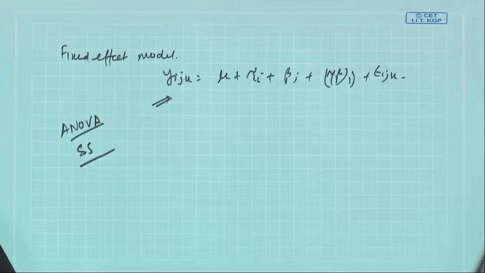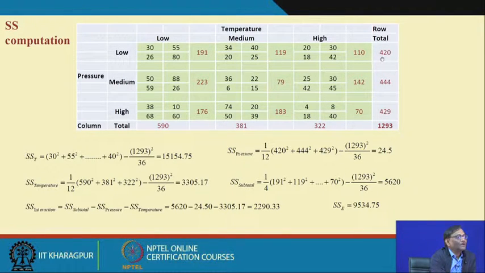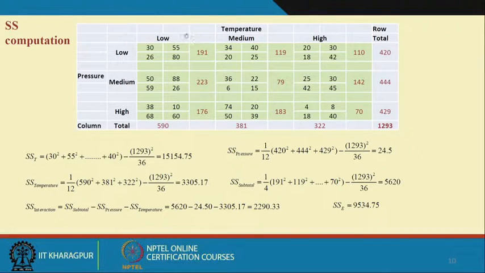What are the things we require for computation? We first require the row totals. With reference to pressure low, the row total is 420. For pressure medium, the row total is 444, and for pressure high, the row total is 429. There are 3 rows because pressure has 3 levels. Similarly, there will be 3 columns because temperature has 3 levels. Column 1 total is 590, column 2 total is 381, column 3 total is 322.